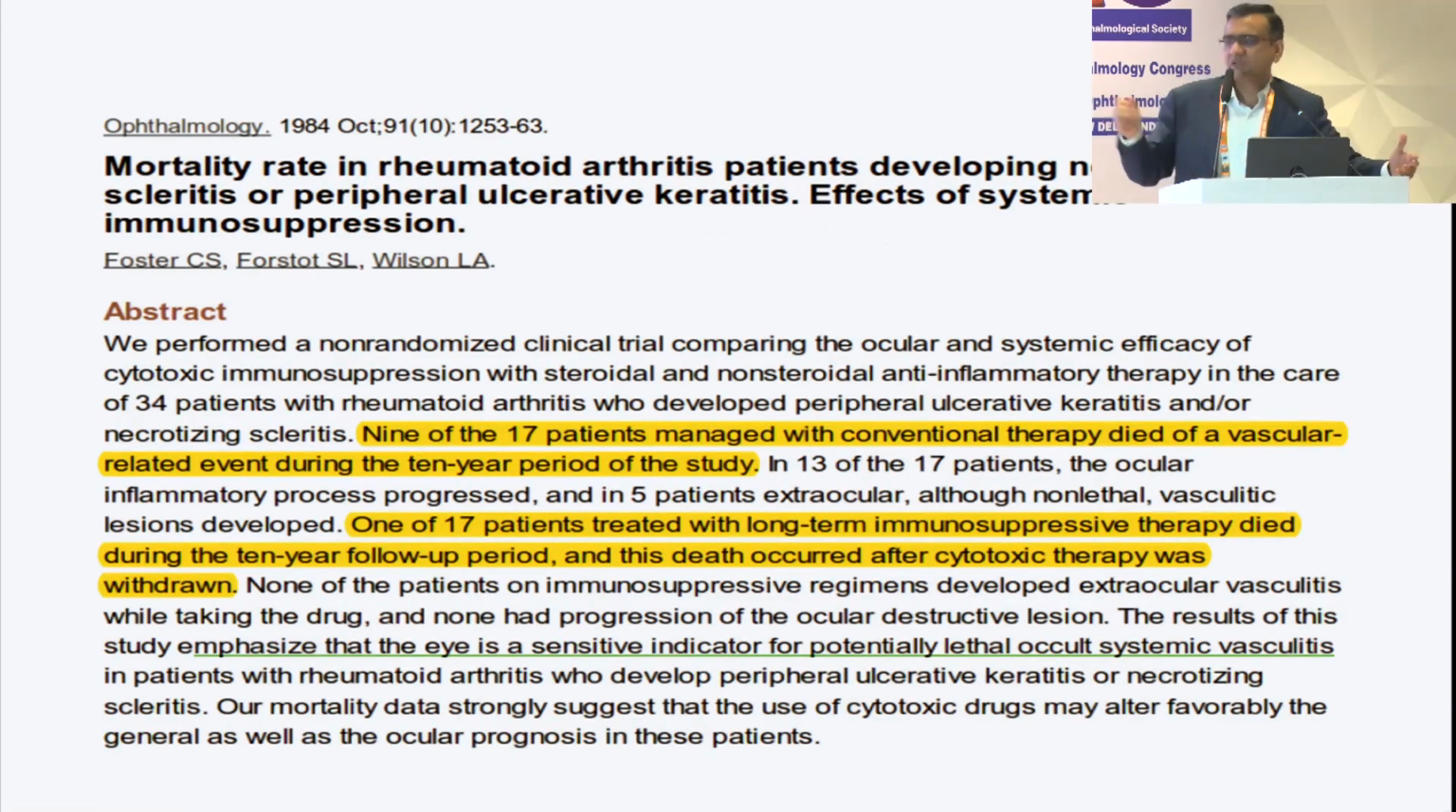Because, as Dr. Sangwan was alluding to earlier, there is a lot of evidence. This paper is older than I am, but it basically says that if a patient has PUK or scleritis and a systemic disease, and is not treated systemically and aggressively enough, it's very likely that the patient will not survive over the next 5 years. The patient will die, forget about the eye. So even for that reason, the patient needs to be on systemic immunomodulatory therapy.